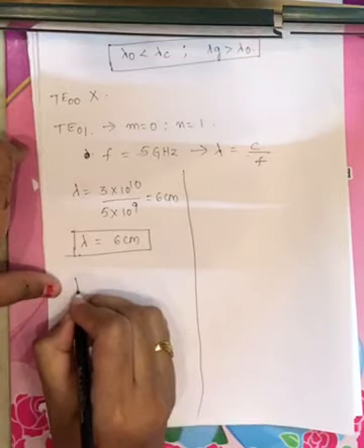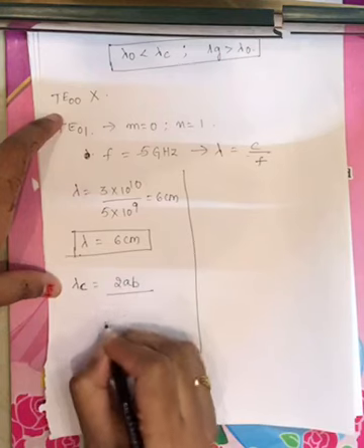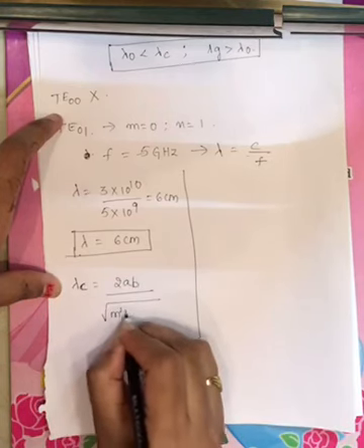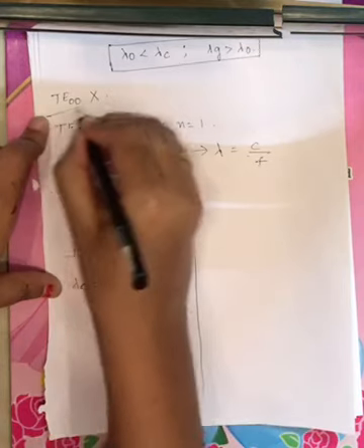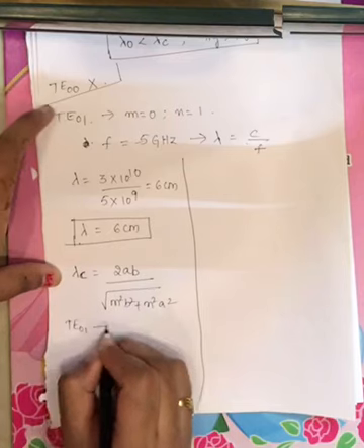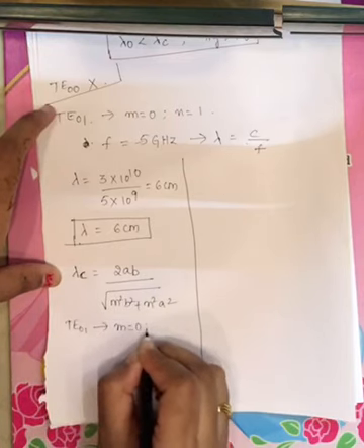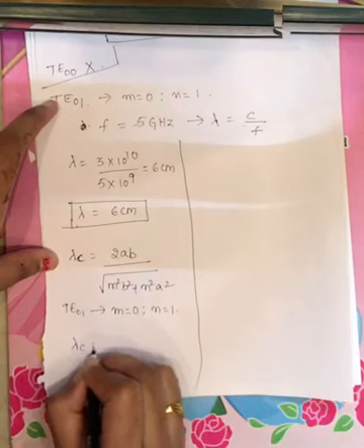Next you calculate lambda c. Now what is lambda c? Lambda c equals 2ab by under root of m square b square plus n square a square. Now this is for the TE 0,1 mode. Now m value is 0 and n value is 1, right?